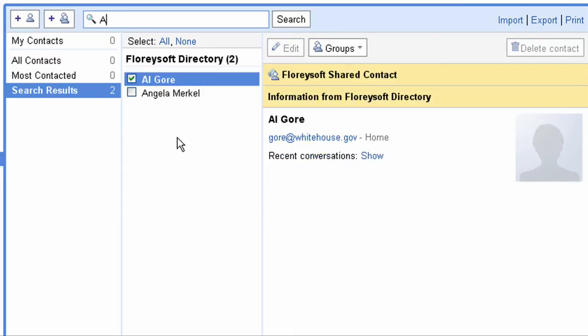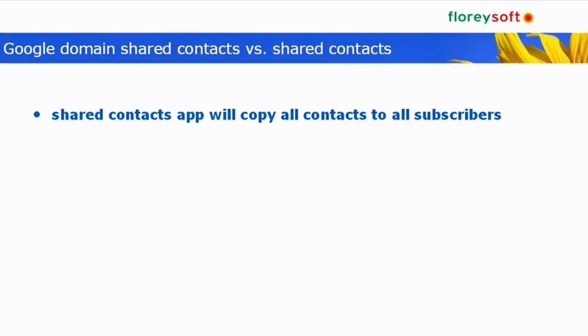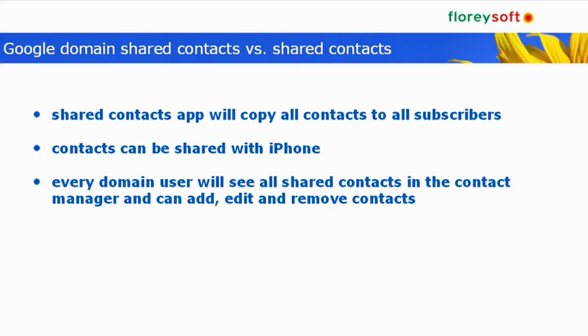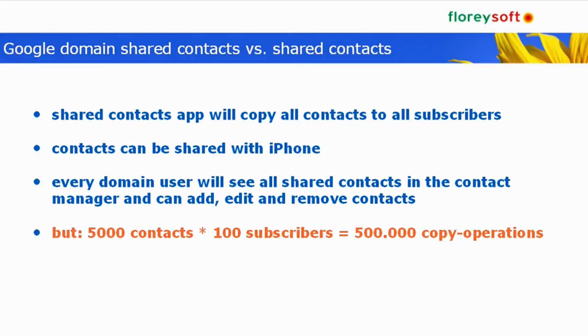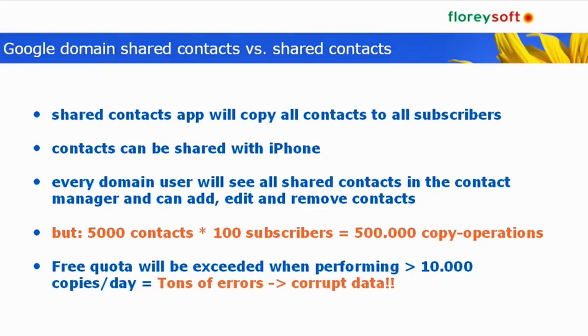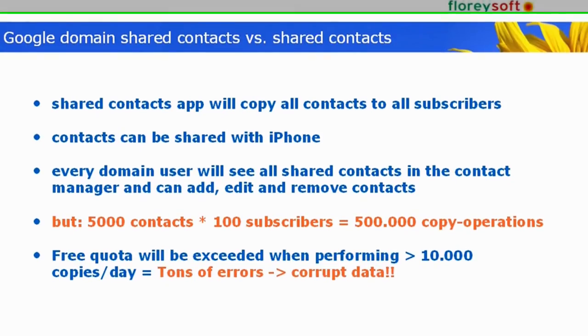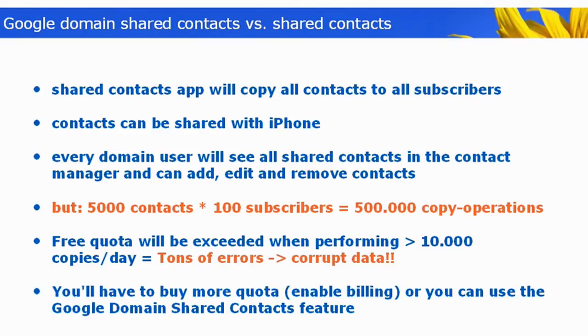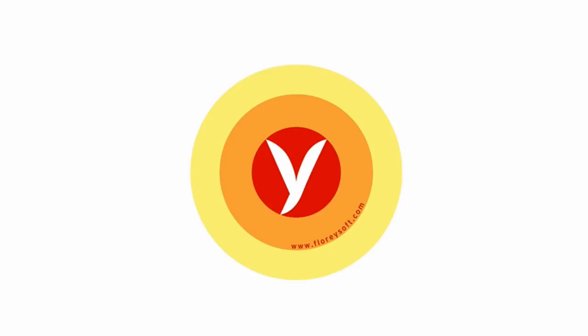So what is the difference between our shared contacts application and the Google domain shared contacts? Our shared contacts app will copy all contacts to all subscribers so that they can, for example, be shared with an iPhone. Every user can manage the shared contacts in the contact manager, but the problem is that if you have many contacts and many subscribers, you may get so many copy operations that your free App Engine quota will be exceeded easily. So you have to enable billing and buy more App Engine quota, or you can use the Google Domain Shared Contacts feature to share tons of contacts with all of your domain users.